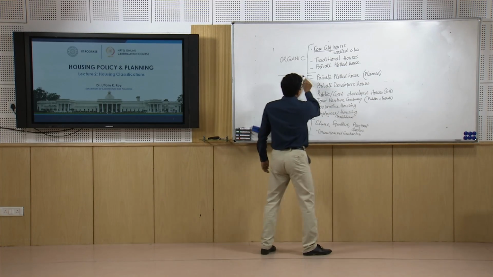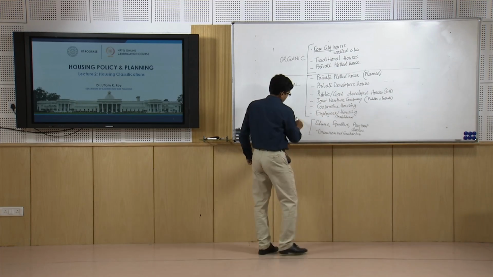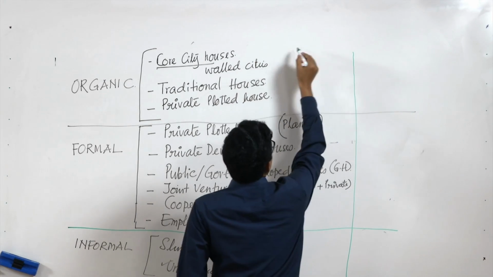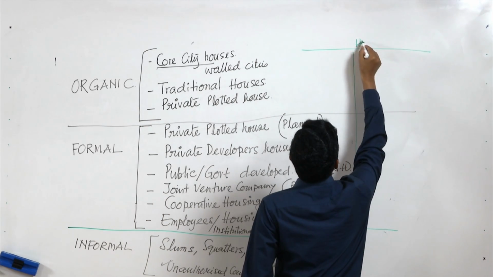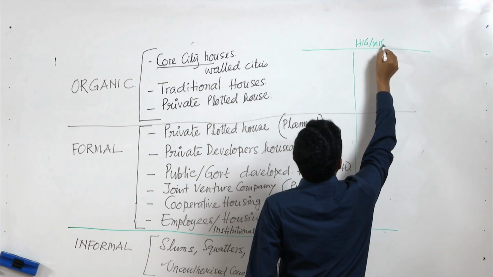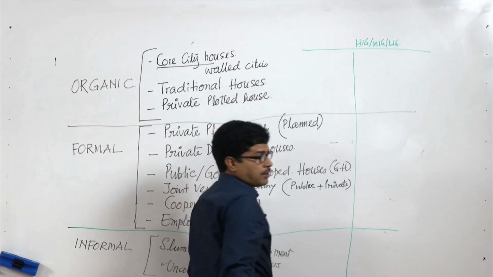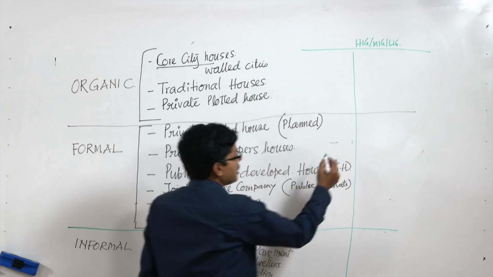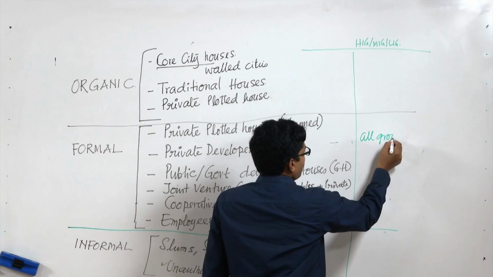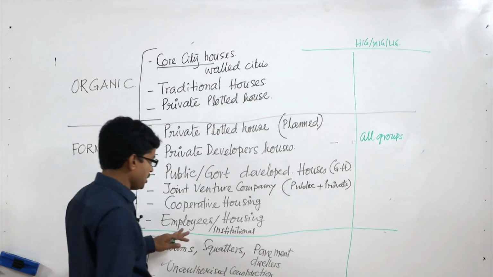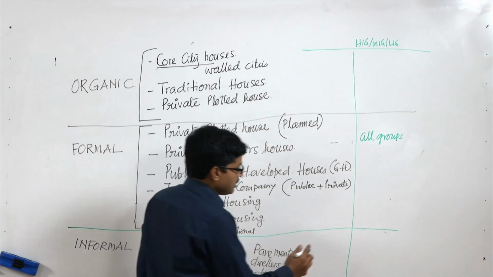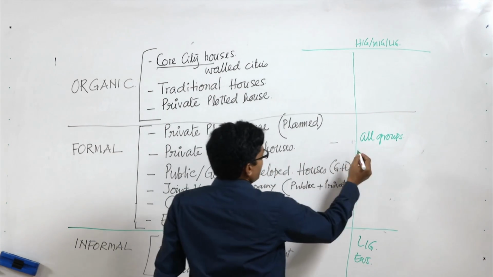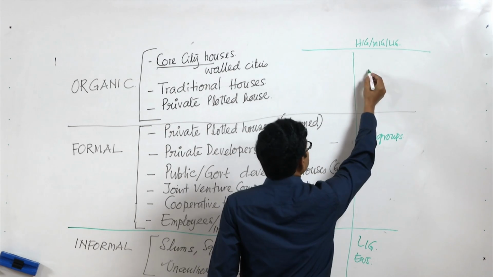Now, we will try to see, based on the economic group like HIG, MIG or LIG, the formal houses which we basically provide on behalf of government cater to all groups, whereas the informal houses cater basically to LIG and EWS, whereas the organic houses cater mostly to all groups.